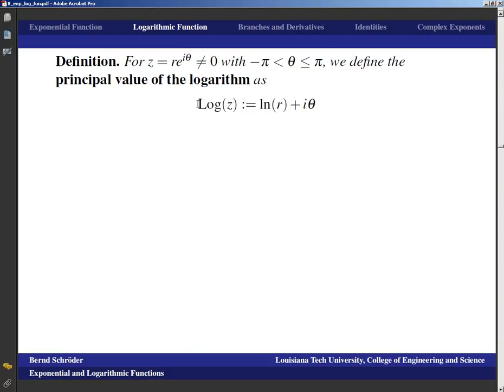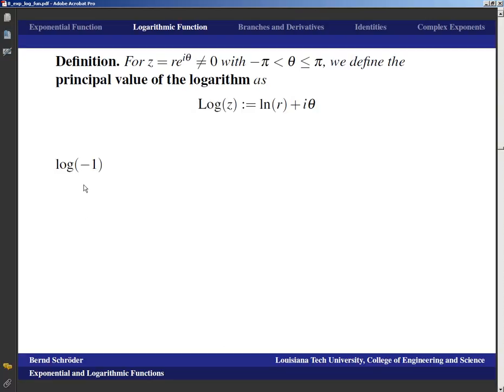Principal values of multiple valued complex functions will typically be noted with the same name but with the corresponding uppercase letter if the function is given as an abbreviation with letters. And well, now let's take a look at that.